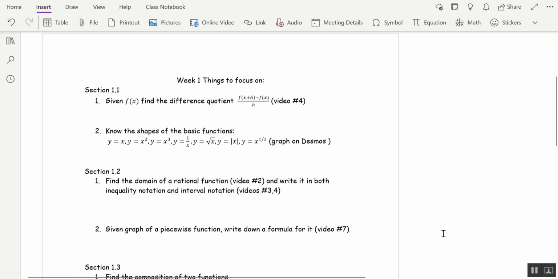And here we go. In section 1.1, you're going to start with, given a function f of x, find the difference quotient. That's f of x plus h minus f of x over h.